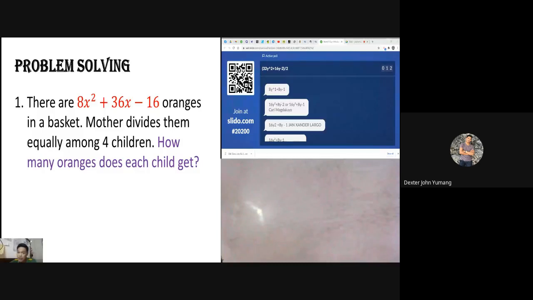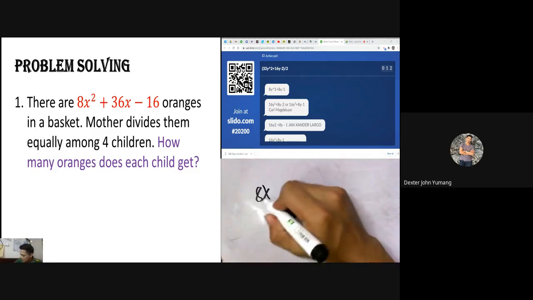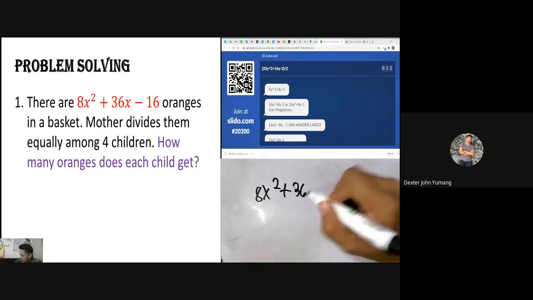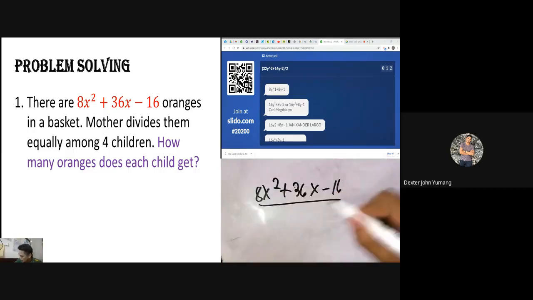So meron daw oranges. Ang number ng oranges is 8x squared plus 36x minus 16. And the mother would like to divide it equally among 4 children. So the problem here is 8x squared plus 36x minus 16 divided by 4 children. So we are going to divide this one. To divide this, of course, just follow what I did a while ago. So anyone who would like to reveal the answer, you are given 1 minute. Just post your answer on the chat box, please.